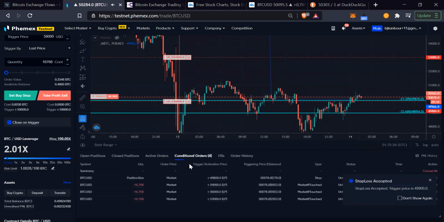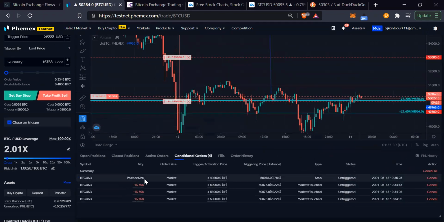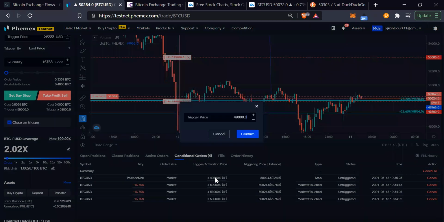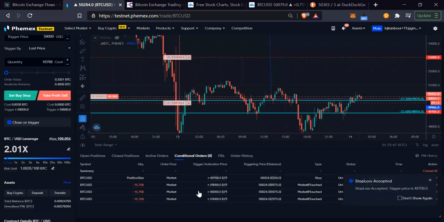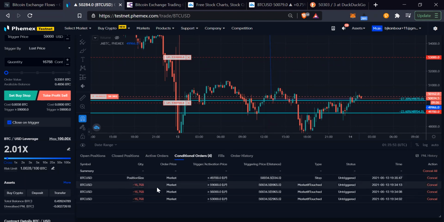Now you can also go into conditional orders, and right here, you'll see that this position size is the quantity, order price is market, and your type is going to be a stop. So this is your stop loss. It's going to trigger at 49,800. You can also click on this number here to edit your stop loss if you wanted to move it up. Now these 3 are the take profits.